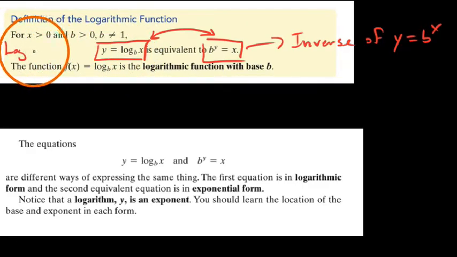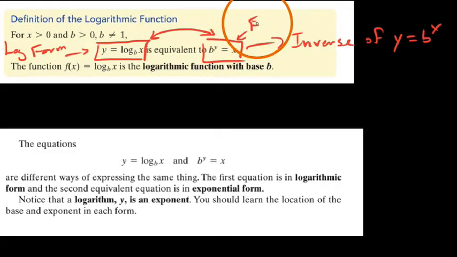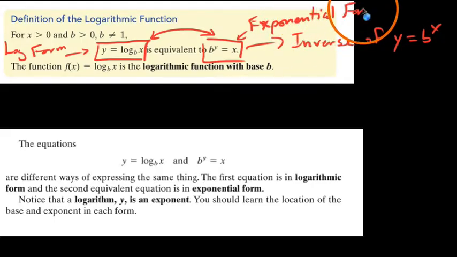Now I can't fit all that here, so I'm going to write log form here, and you can maybe truncate that also. And we're going to refer to this as exponential form. Okay. So these two expressions, or two equations, they mean exactly the same thing here.